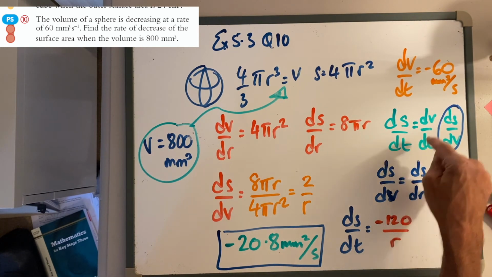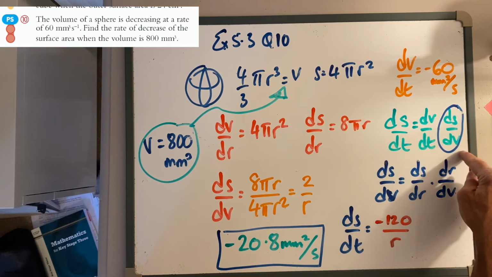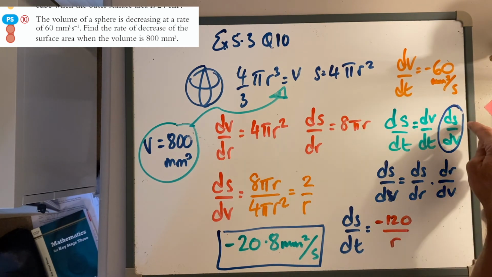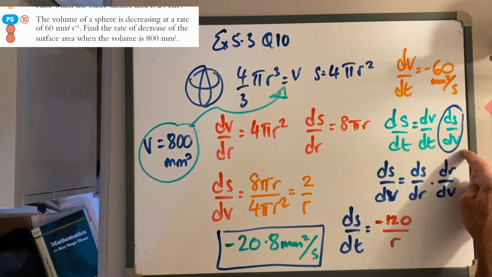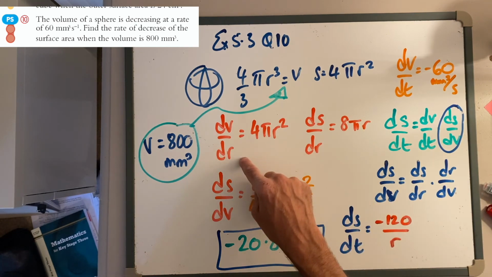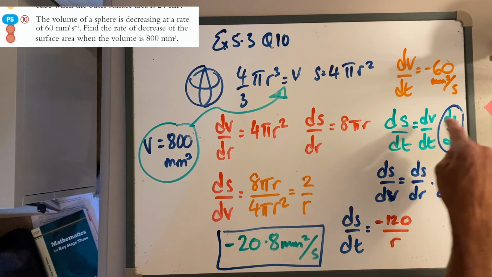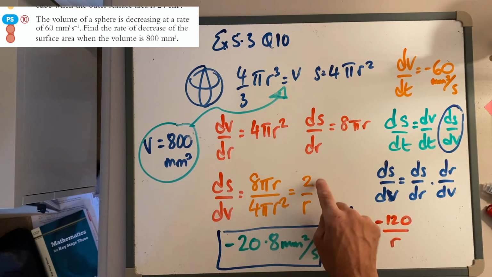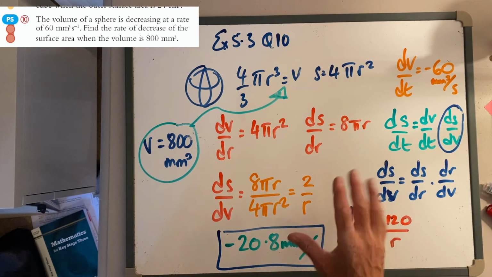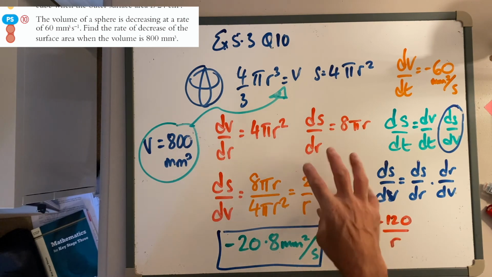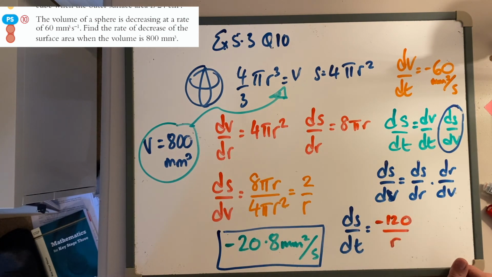Now dS/dt is going to be dV/dt times dS/dV. That's good, I got the dV/dt, but I don't have dS/dV. But I do have these two here, and if I do the reciprocal of that and times it by that, I get dS/dV, 2 over r. And you sometimes know with questions like this, when it simplifies down like this, you kind of feel like you're on the right track.